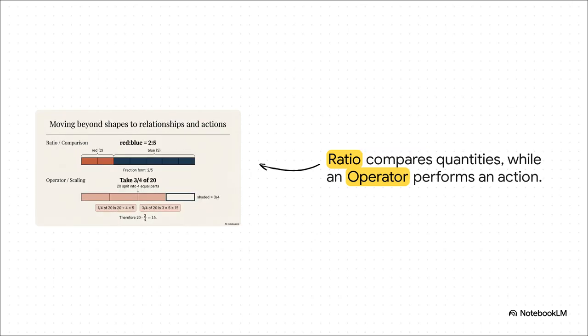Interesting. And believe it or not, it gets even more abstract. Fractions can go way beyond just describing a single object. As a ratio, for instance, a fraction is comparing 2 totally separate quantities, like the ratio of red things to blue things being 2 to 5. Or it can be an operator. This is a big one. It's a command to do something. Take 3/4 of 20 isn't just a thing. It's an instruction to perform an action on the number 20. So we've got the same symbols being used for very, very different jobs.